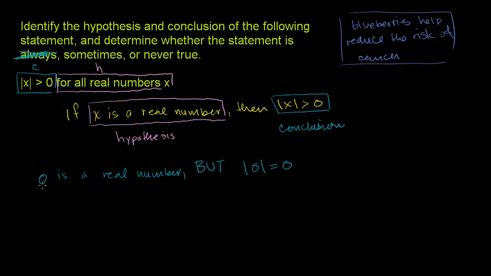Now, if you have pretty much any other real number, this will be true. Because any other real number is some distance away from 0. That's what the absolute value measures. So if you took a 1 or a -1 or whatever, the absolute value of those are greater than 0. So this is sometimes true.